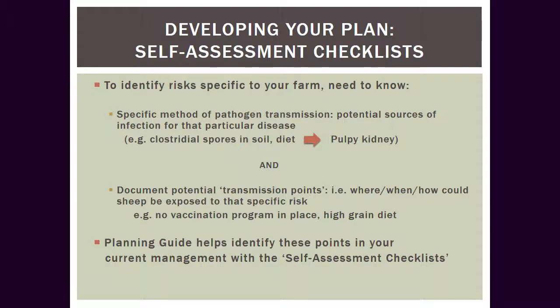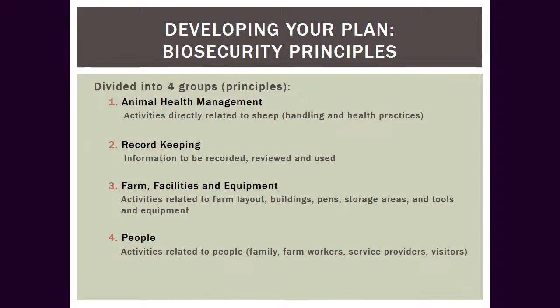For example, identifying that pulpy kidney disease has been a problem for you in the past is one step. Recognizing that your lambs are being fed a high-grain diet and have not been vaccinated helps complete the picture. Self-assessment checklists in the planning guide take a systematic approach to looking at your current management practices to identify potential disease transmission points. To help organize the self-assessment checklists into management areas, they are divided into 4 groups or principles.